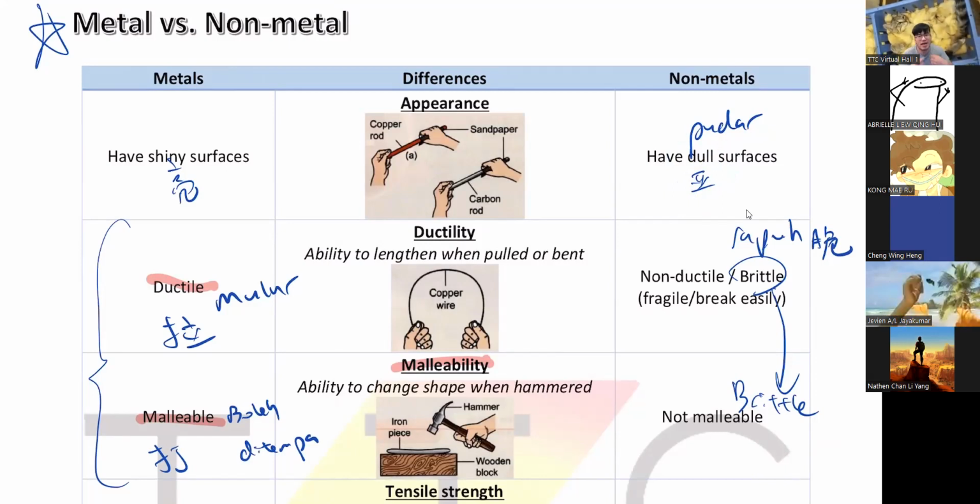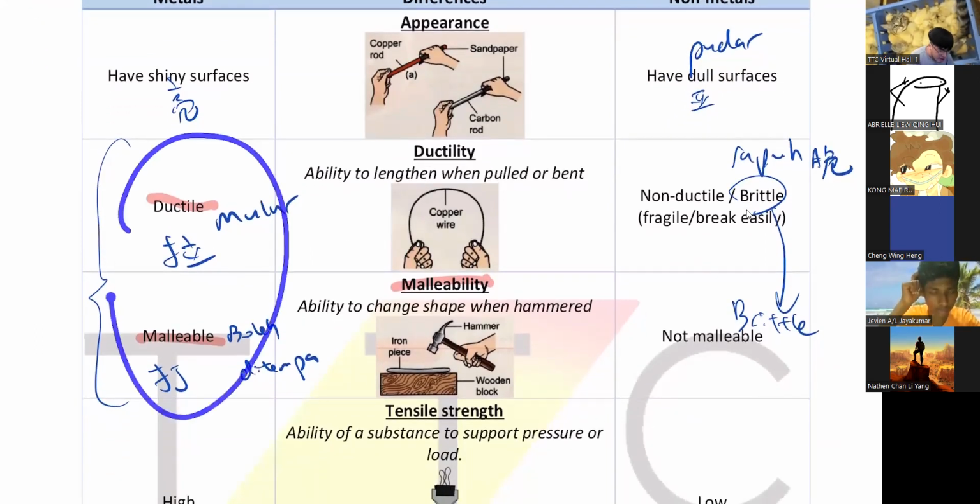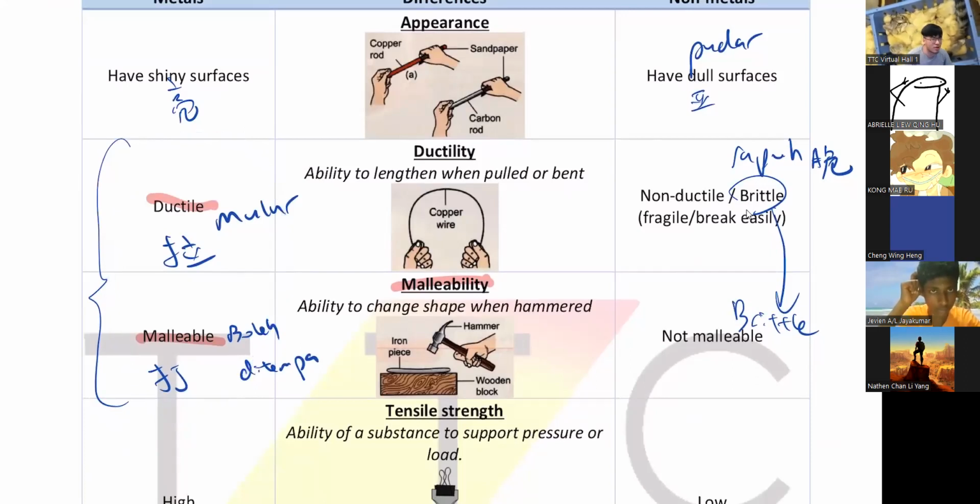It's just like when you buy a new necklace, right? They are very shiny. But after using it for years, they start to become not so shiny already because they're oxidized. So you need to go and polish them. Okay, so this is your shiny and dull. Next, please memorize these two words. Very, very super ultra important.